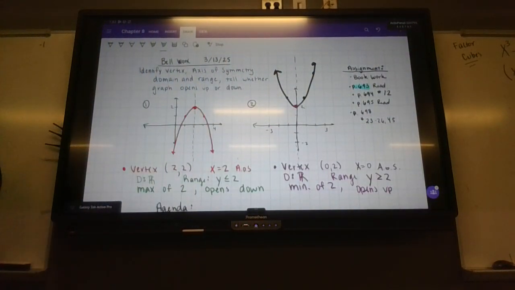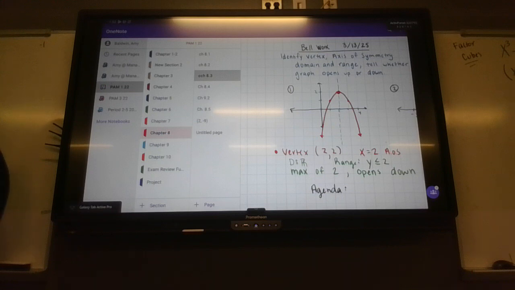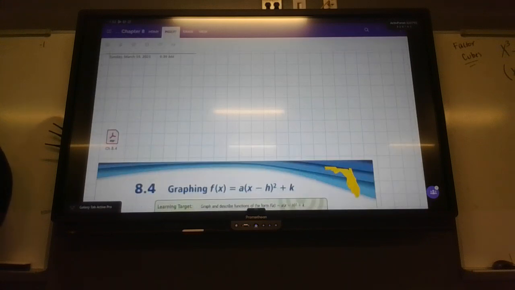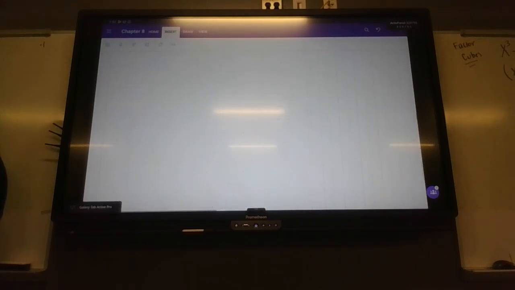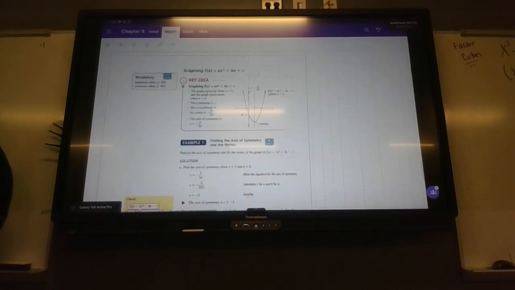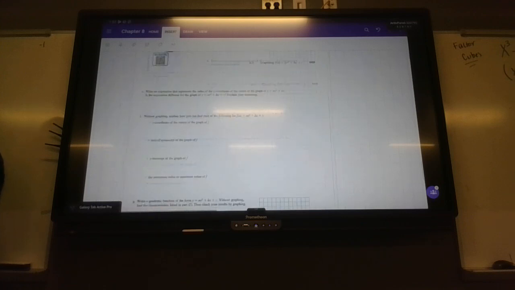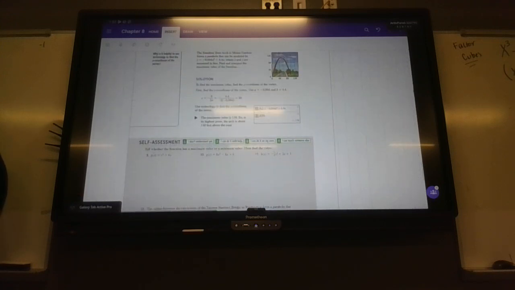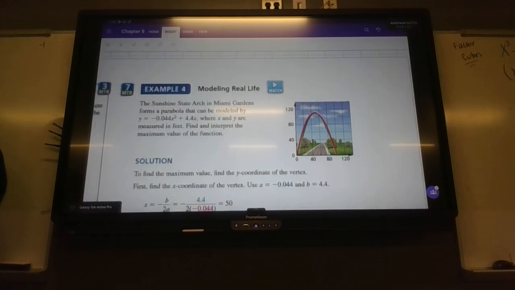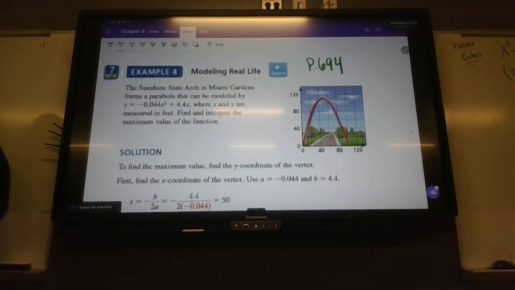All right, here we go. Page 694. You can write right in your book. First word problem.